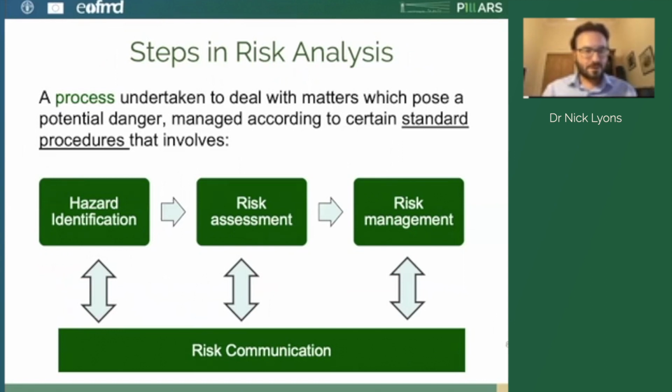So these are the steps that are described in the OIE risk analysis framework. You have these different steps that provide an overview of the process that's undertaken to deal with matters that pose a potential danger. So you've got hazard identification, risk assessment, and risk management. But all along the way, you've got risk communication, which is involved in every step. And I'll go into that in more detail later in the presentation.